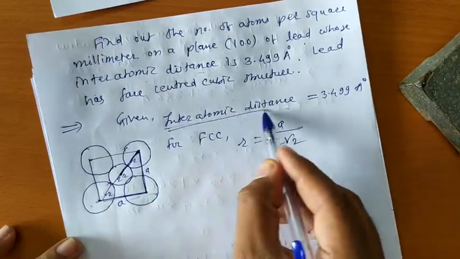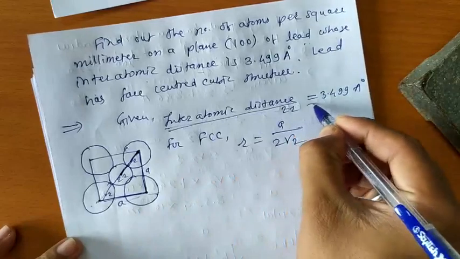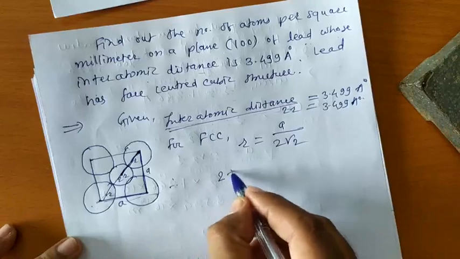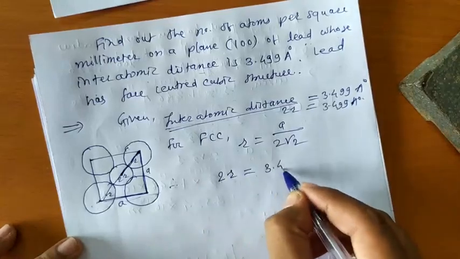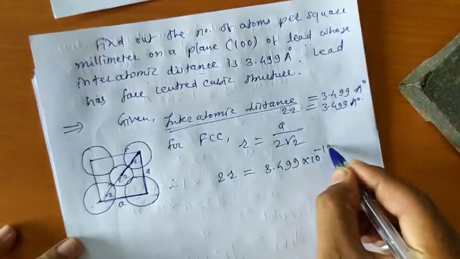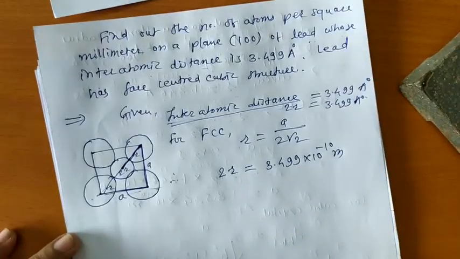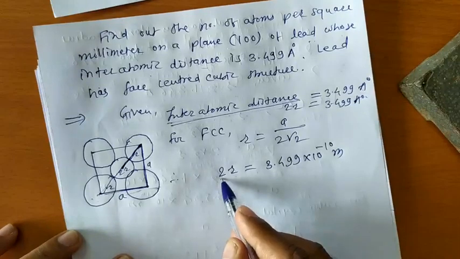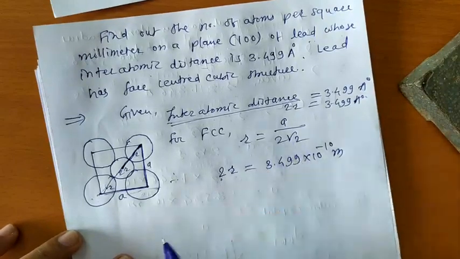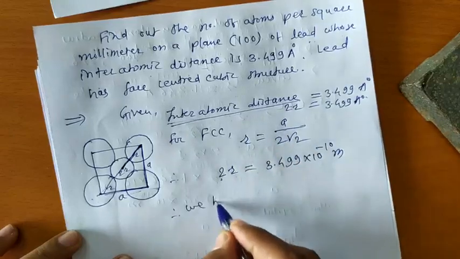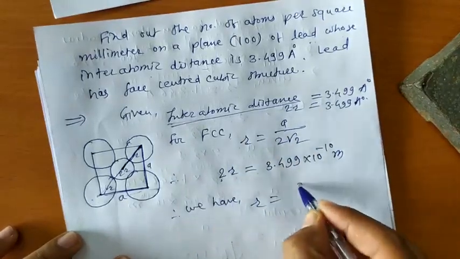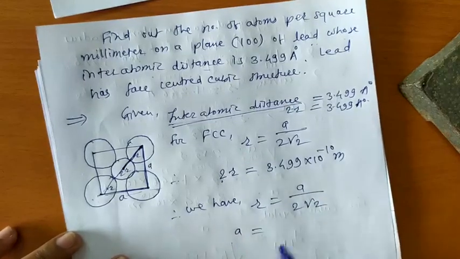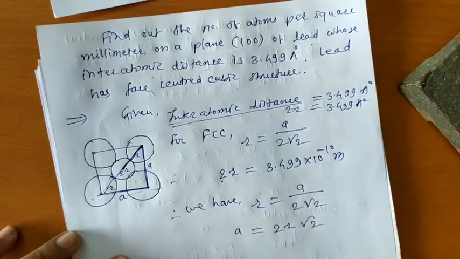It means that interatomic distance represents the twice R, that is twice R equal to 3.499 Angstrom. Therefore, we have given that twice R equal to 3.499 into 10 raised to power minus 10 meter. Therefore, use this equation, we get r equal to a upon twice root 2. Therefore, this can be written as a equal to twice r root 2.